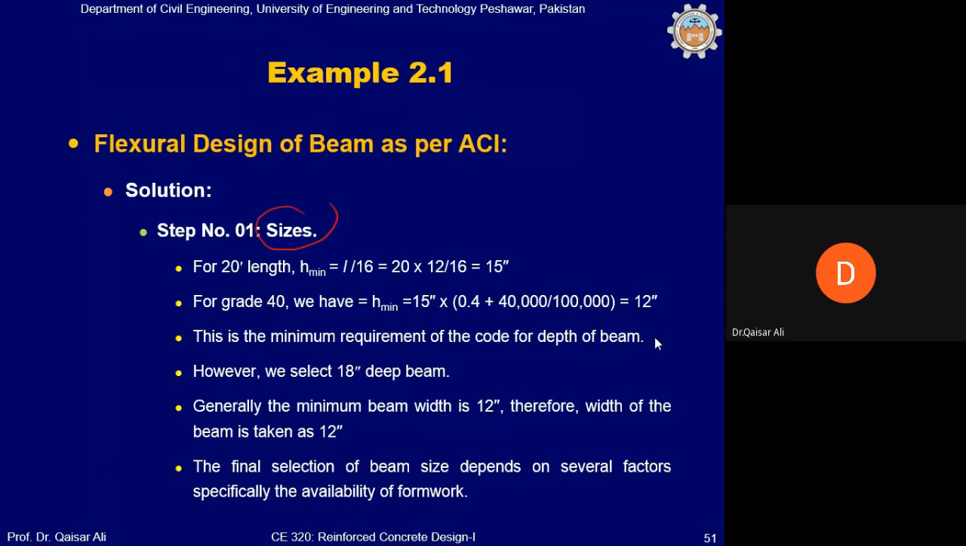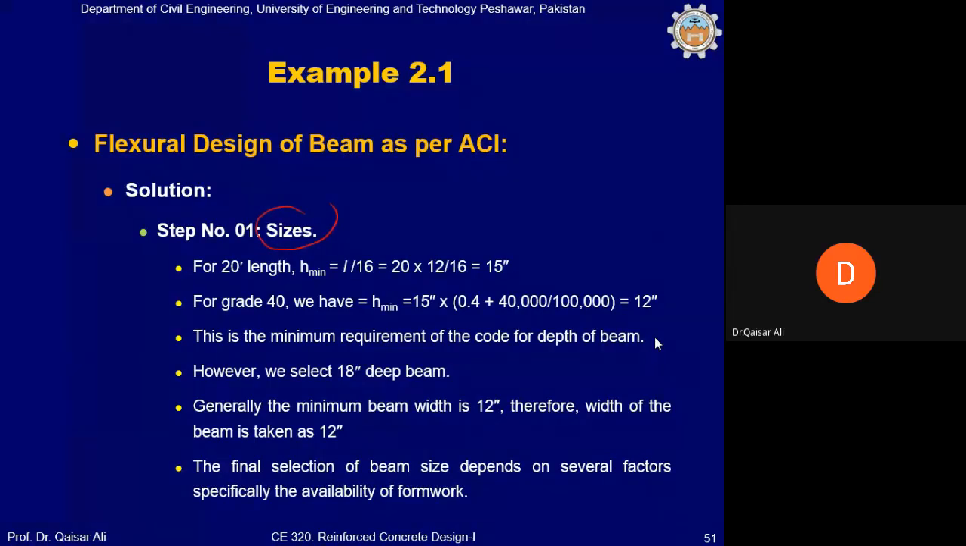12 inch deep is also very readily available. But instead of 12 inch, we have selected 18 inch because it is always good to have depth slightly more than what is required by the ACI code. It is always good for certain reasons, which you will learn slowly and gradually.